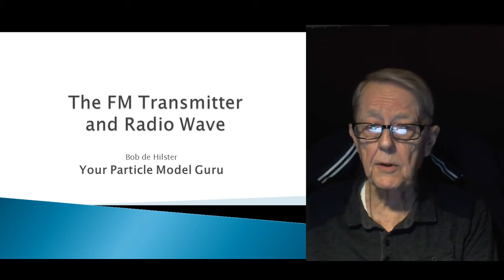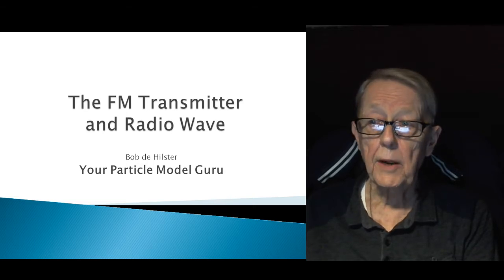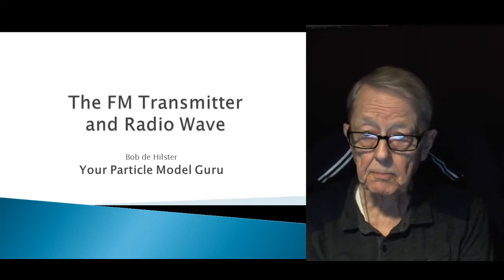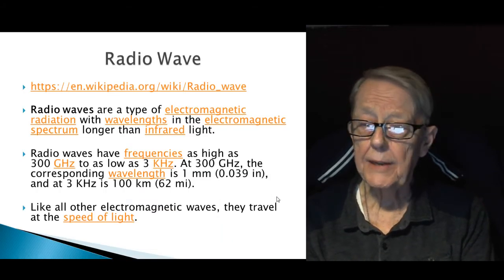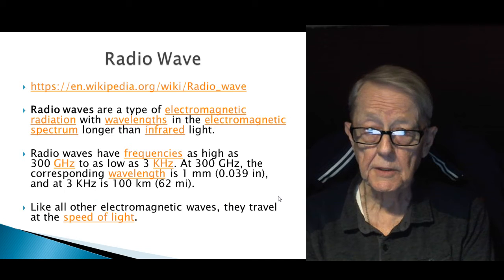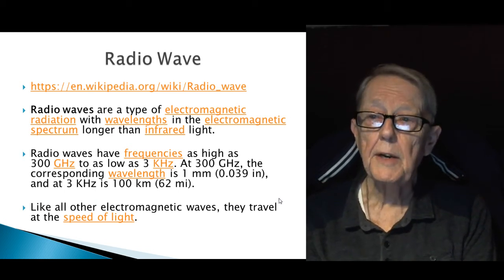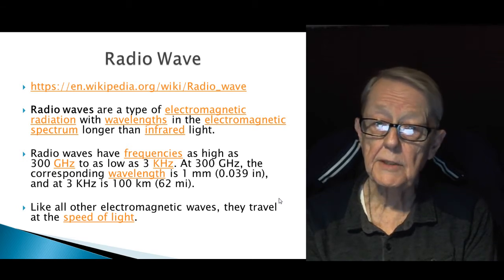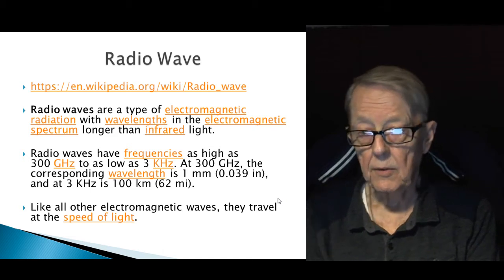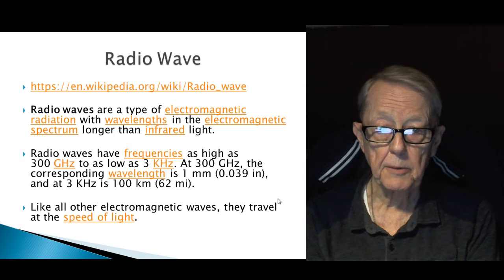Today I'm going to talk about an FM transmitter and the radio wave that it generates. So let's first look at what they say a radio wave is. This is from Wikipedia. Radio waves are a type of electromagnetic radiation with wavelengths in the electromagnetic spectrum longer than infrared light. They're just telling you where it is in this spectrum.